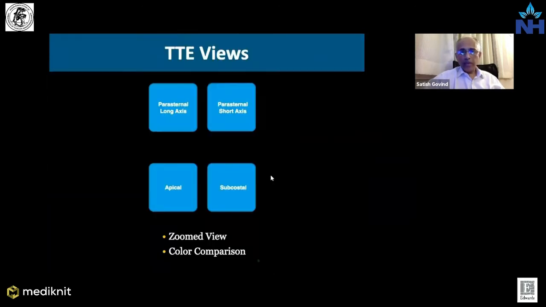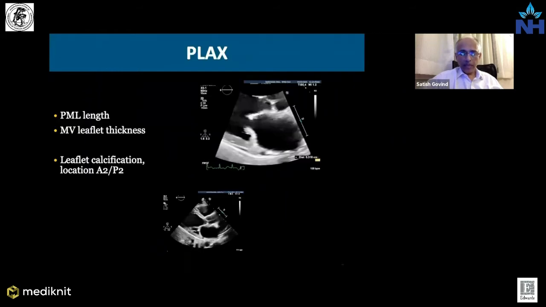So the transthoracic views are just the routine ones. There is the parasternal long axis, the short axis, apical views, subcostal views. And a point I would like to emphasize here is use the zoom view as much as possible, especially when you're looking at the structures, when you need to look at them more closely, and also when you need to make small measurements. And whenever the jet is being looked at, it is always better to have a color comparison. That means you have the 2D on one side and then you have the color on the other side.